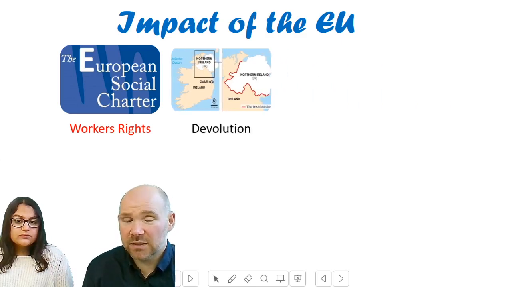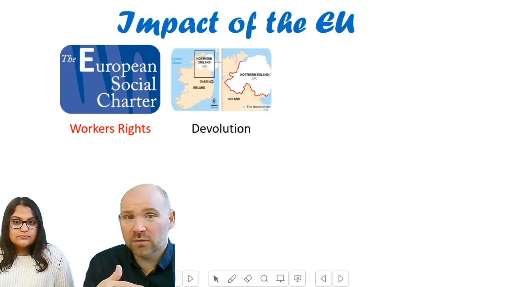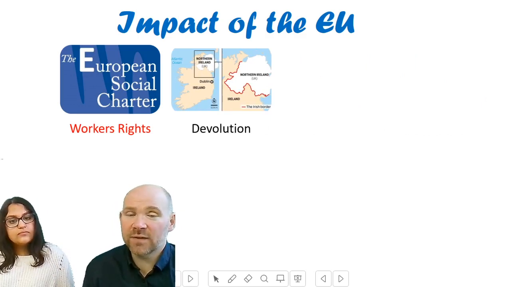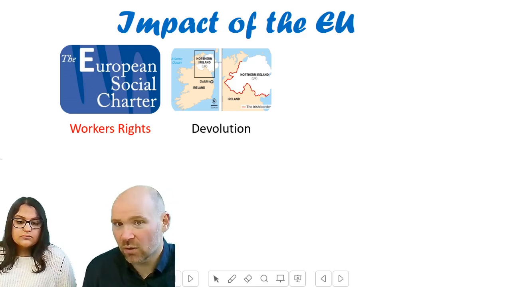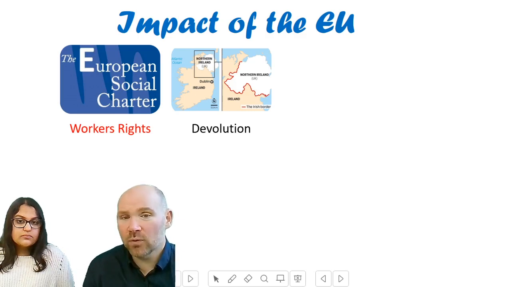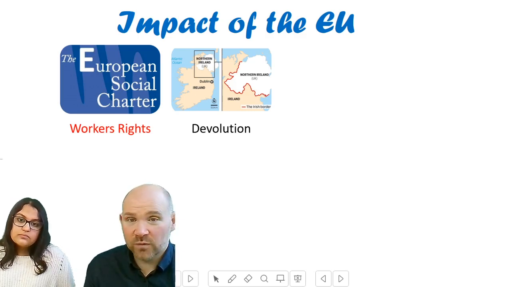Devolution has been affected hugely. Because of the four freedoms, Northern Ireland and Ireland are effectively able to act as one economic country. Although Northern Ireland is technically part of the UK and Ireland is not, they can remove that border because of freedom of movement of people, freedom of goods, freedom of services, etc.